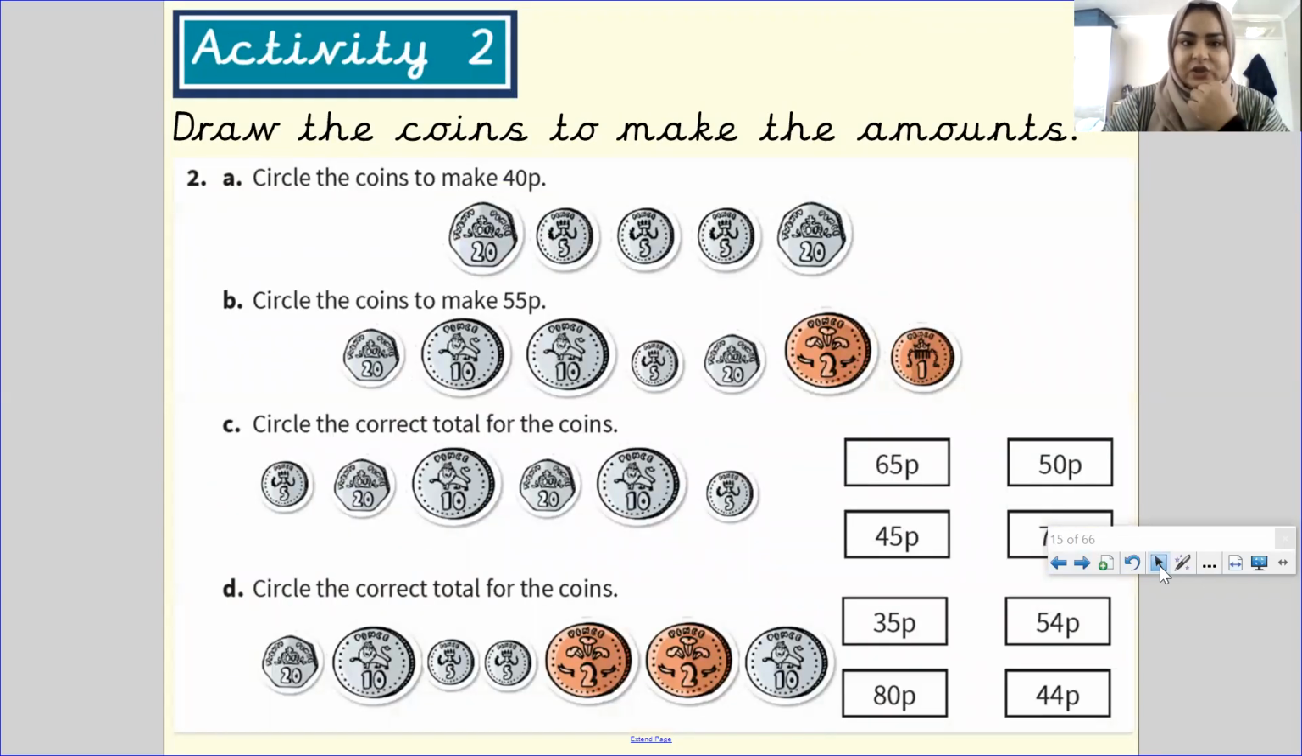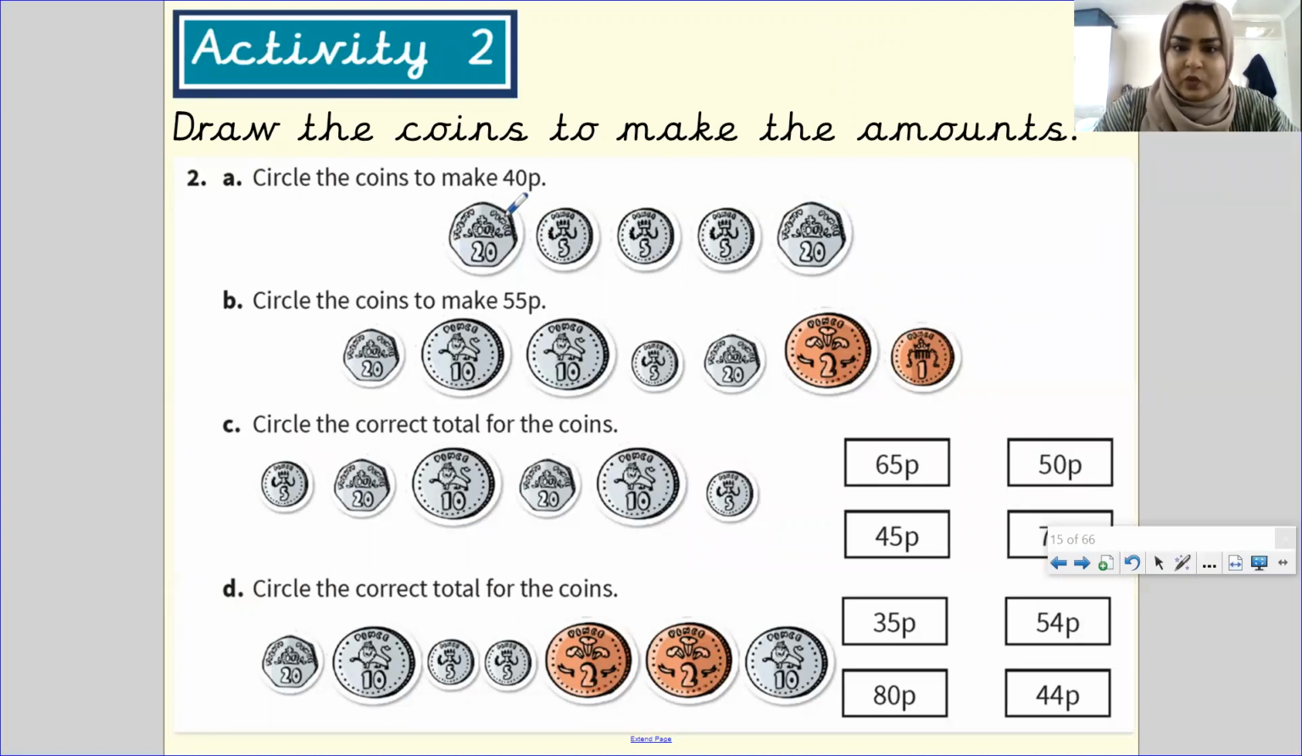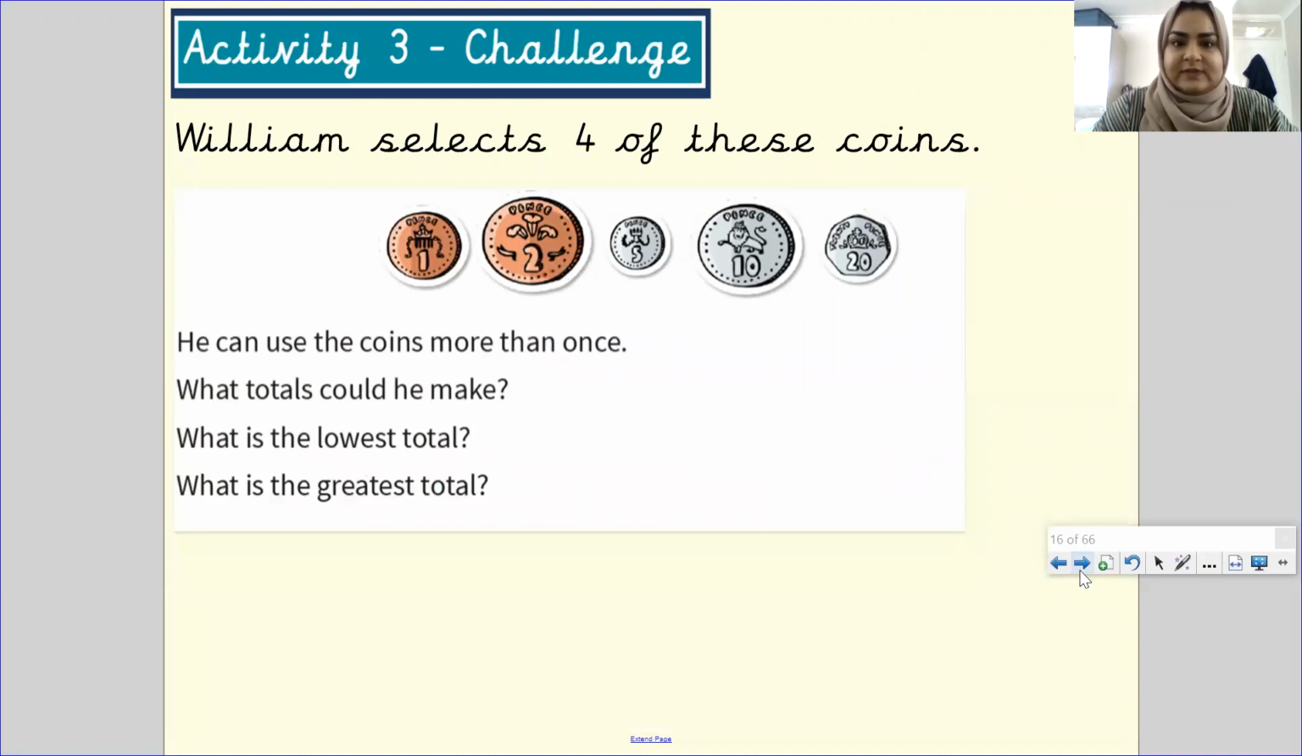Okay, now that's still activity 1. So now activity 2 is draw the coins to make the amounts. Okay, now it says circle the coins to make 40p. So you're going to choose the coins that make 40p, then you're going to choose the coins that make 55p. So where it says circle the coins to make 40p, you will choose the correct one, so you can make 40 using 20 and 20. Okay, then activity 3 says William selects 4 of these coins. He can use the coins more than once. What totals could he make? What is the lowest total and what is the greatest total?